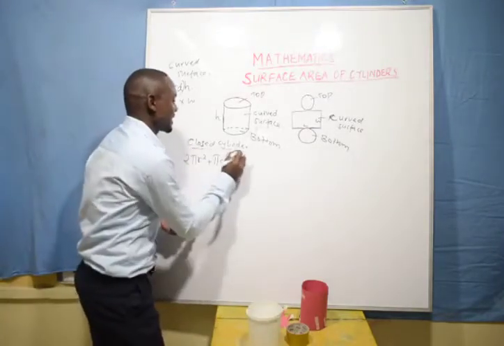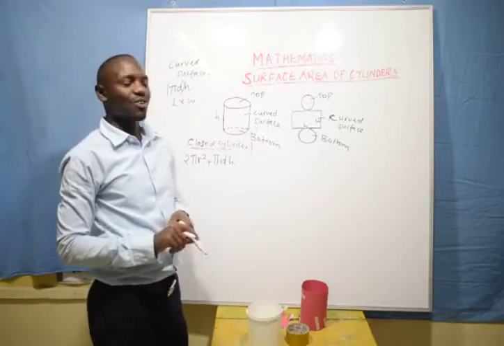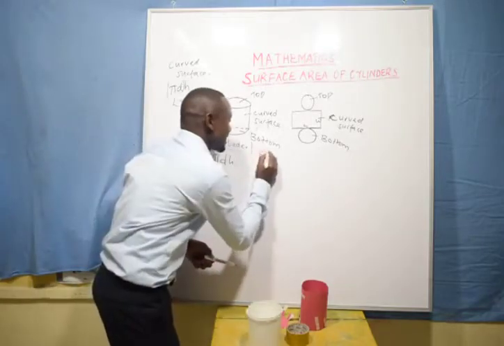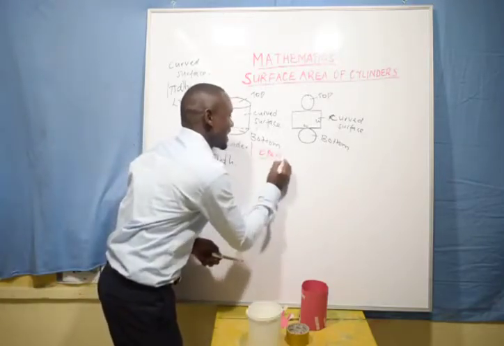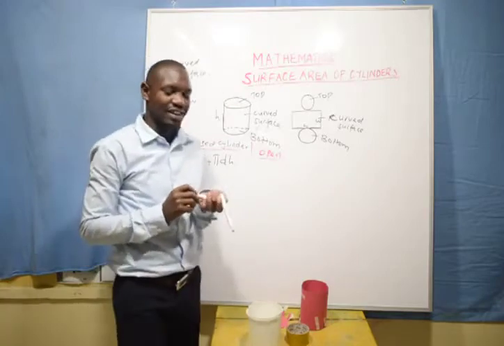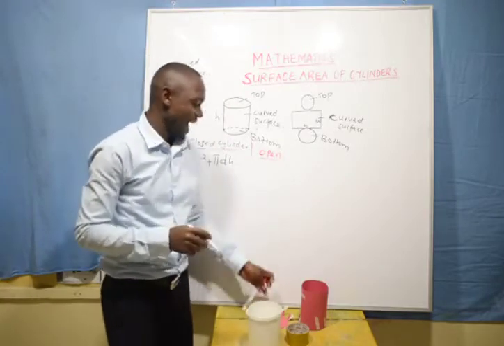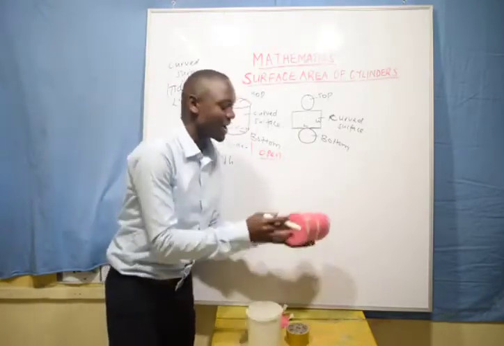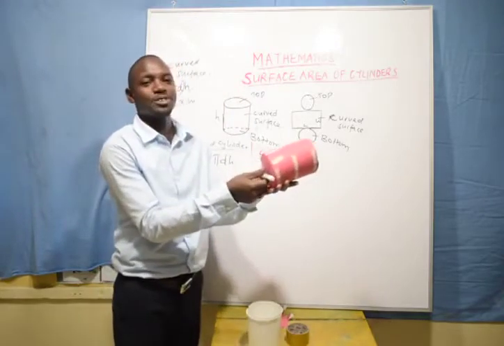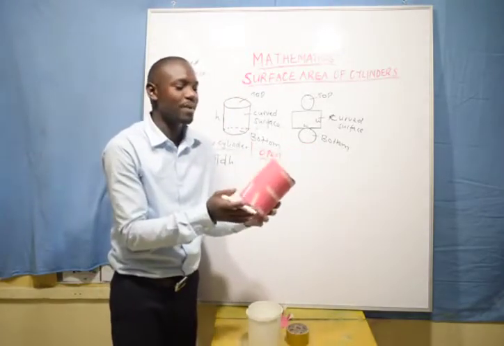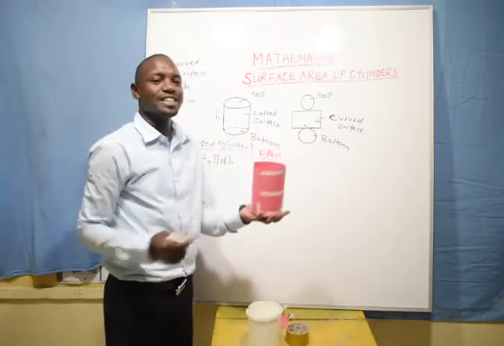That is the surface area of a closed cylinder. Now, in case of an open cylinder, how do we get the area of an open cylinder? An open cylinder has only one circular face, that is the bottom part, then the curved surface.